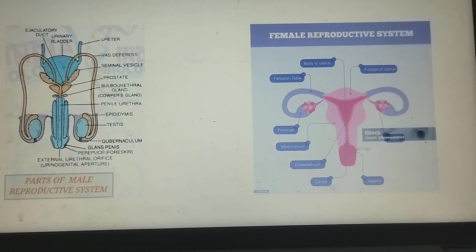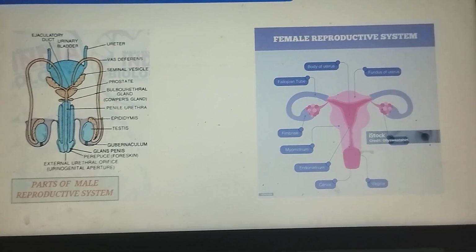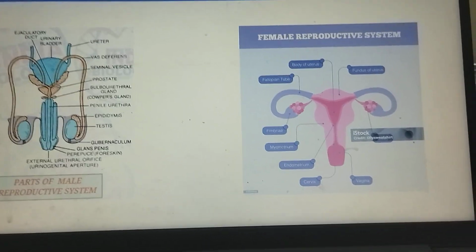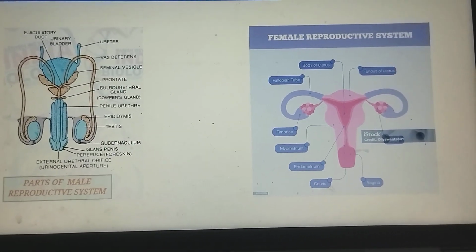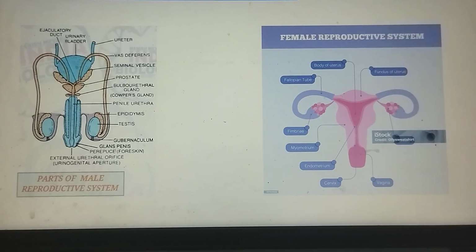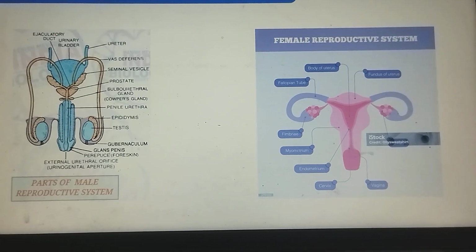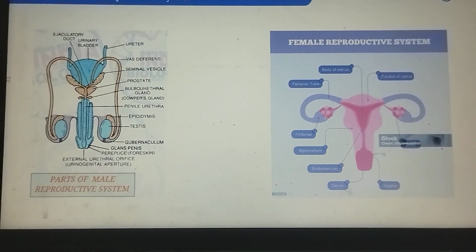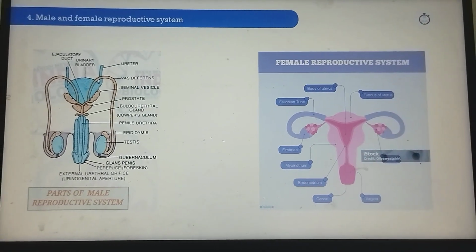Coming to the female reproductive system, it is completely different from the male. This is the female reproductive system on the right side. Body of uterus, fundus of uterus, fallopian tube, fimbriae, myometrium, endometrium, cervix, vagina. So these are the parts of the female reproductive system.